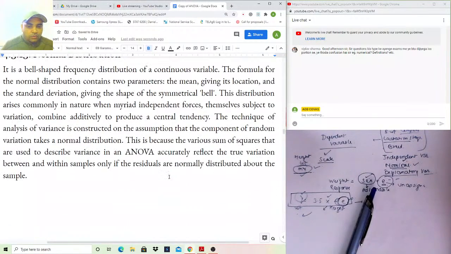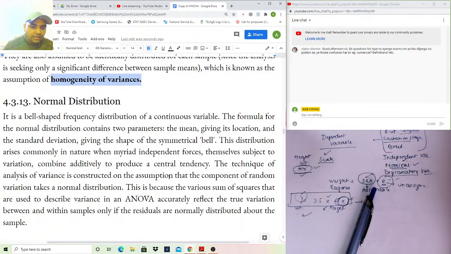Now, you know normal distribution. Okay, so it is one of the assumptions of ANOVA that the data on which you are applying ANOVA is from a normal distribution, and it follows the symmetrical bell-shaped curve, right?